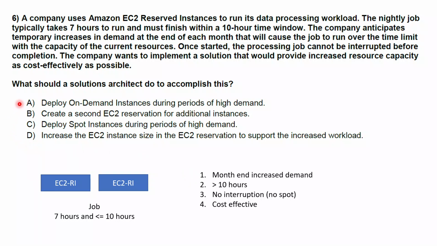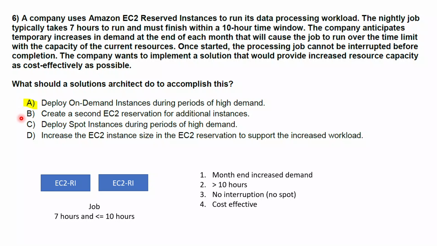Choice A asks us to use on-demand instances during periods of high demand. We can indeed use on-demand instances, and we need to pay only for the duration the resource was running. And with on-demand, the instances won't be interrupted either. So A looks like a valid choice.